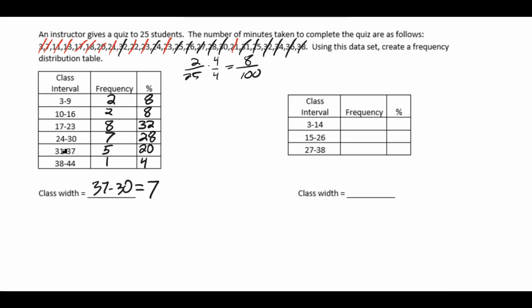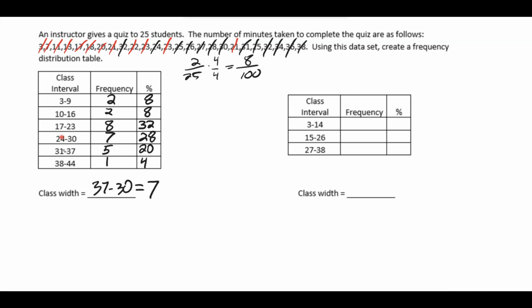Be careful, though, that you don't try to do like 9 minus 3 is 6, or 16 minus 10 is 6. You don't subtract numbers from the upper and lower parts of one interval, because that gives you the wrong number. By the way, it always gives you one less than the true class width. You could do 30 minus 24 is 6 and then plus 1 to get the 7. But that's not as safe because people forget the plus 1 or they don't understand why the plus 1.